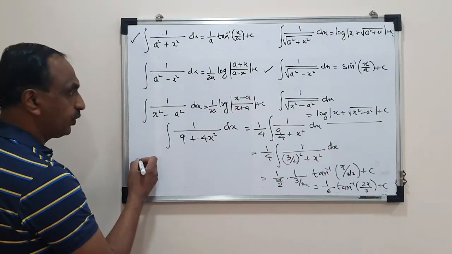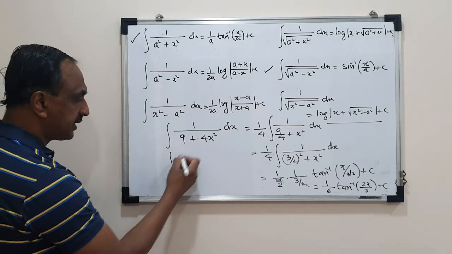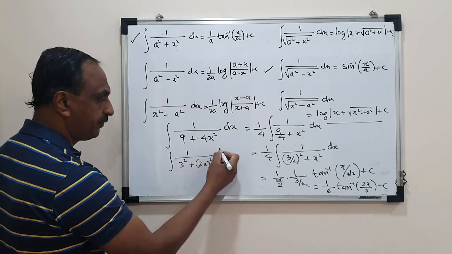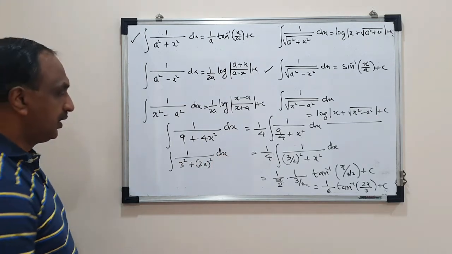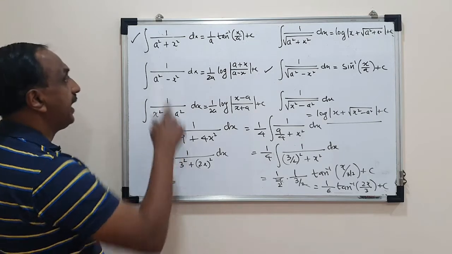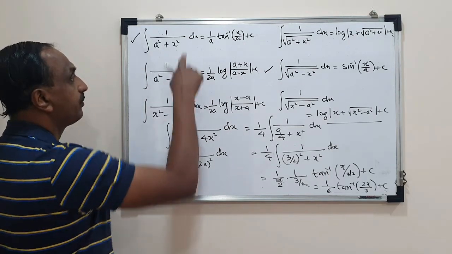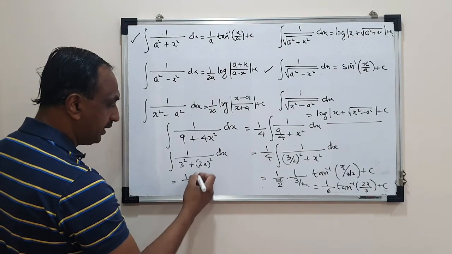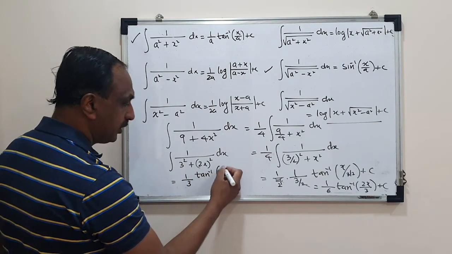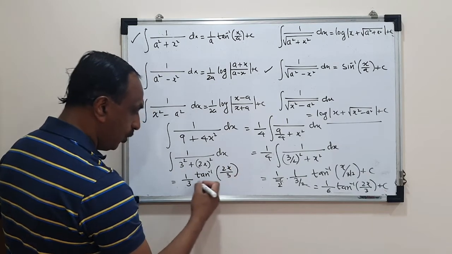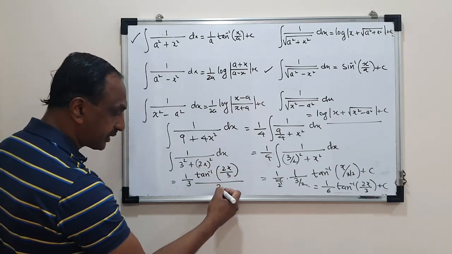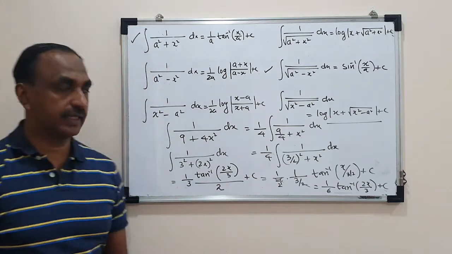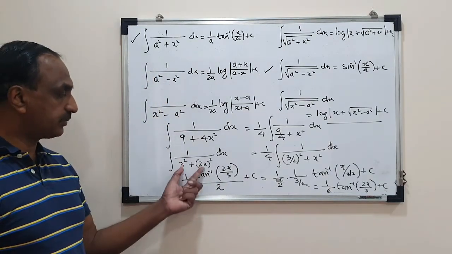I have another method of doing this problem. I can write this as directly 3 square plus 2x the whole square. I prefer you to do this way. If you apply this formula now, a square is 3, x is 2x. Now x is having a coefficient. So 1 by 3 tan inverse 2x by 3, whole divided by coefficient of x. Now this 3 into 2 will become 6 and you will directly get the answer. So we will try to do in this manner.